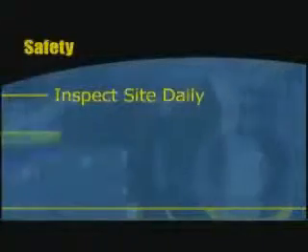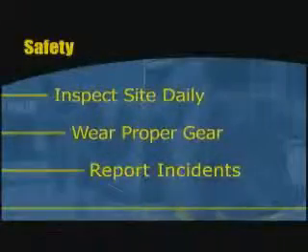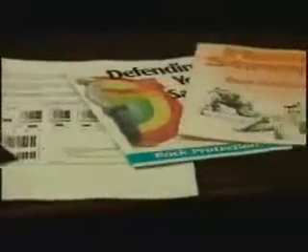Safety at the POD site is paramount. Inspect your work area daily, wear proper gear, and report injuries or incidents immediately. Each LEMA has different issues to consider. You can see why planning ahead is vital to your POD operation and your community's recovery.